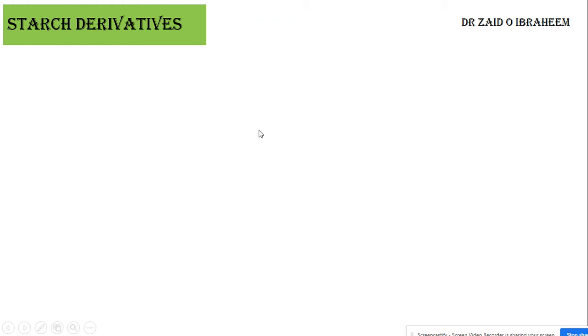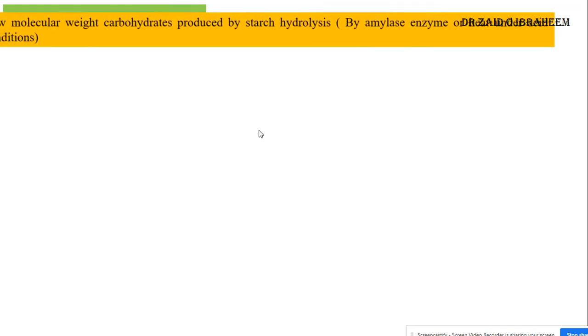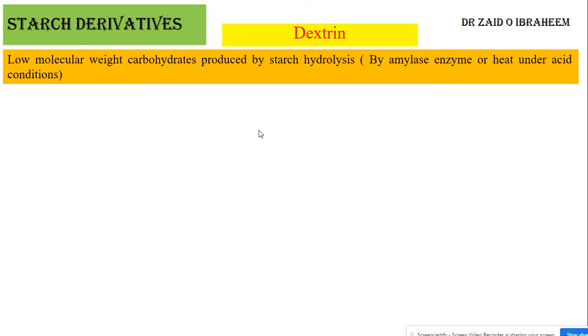Dextrins. Dextrin is one of the starch derivatives. It is a low molecular weight carbohydrate produced by starch hydrolysis by amylase enzyme. We said before that starch hydrolysis can be done either by using amylase enzyme, and we mentioned that we have alpha amylase and beta amylase and limit dextrinase, or it can be done by application of heat under acid.